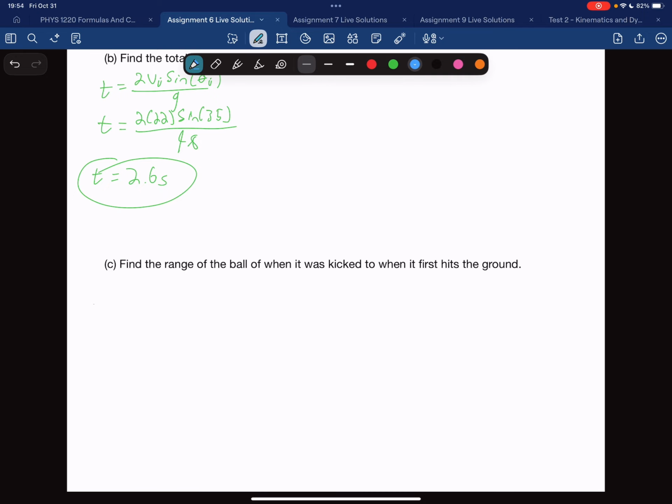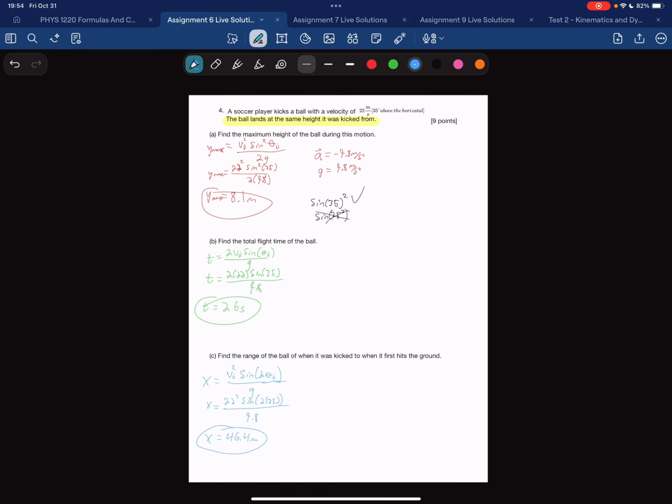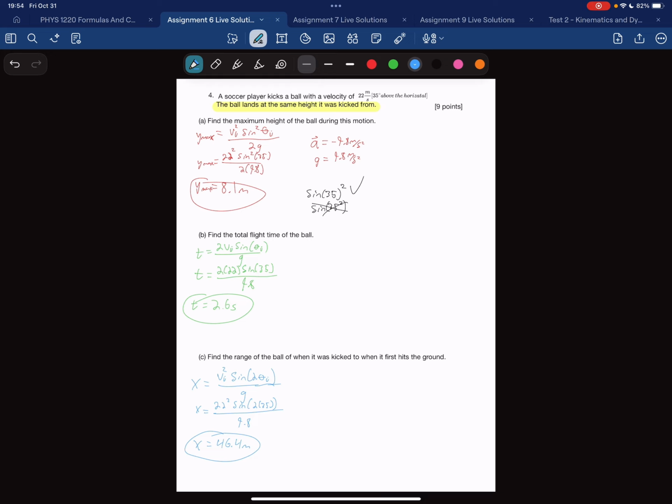Lastly, total range. That is this equation now, where we have vi squared sine 2 theta all over g. So that's 22 squared sine 2 times 35 in there over 9.8. And plugging that in, I get 46.4 meters. Range and maximum height were not vector quantities. You did not have to include a direction. So that was question 4.